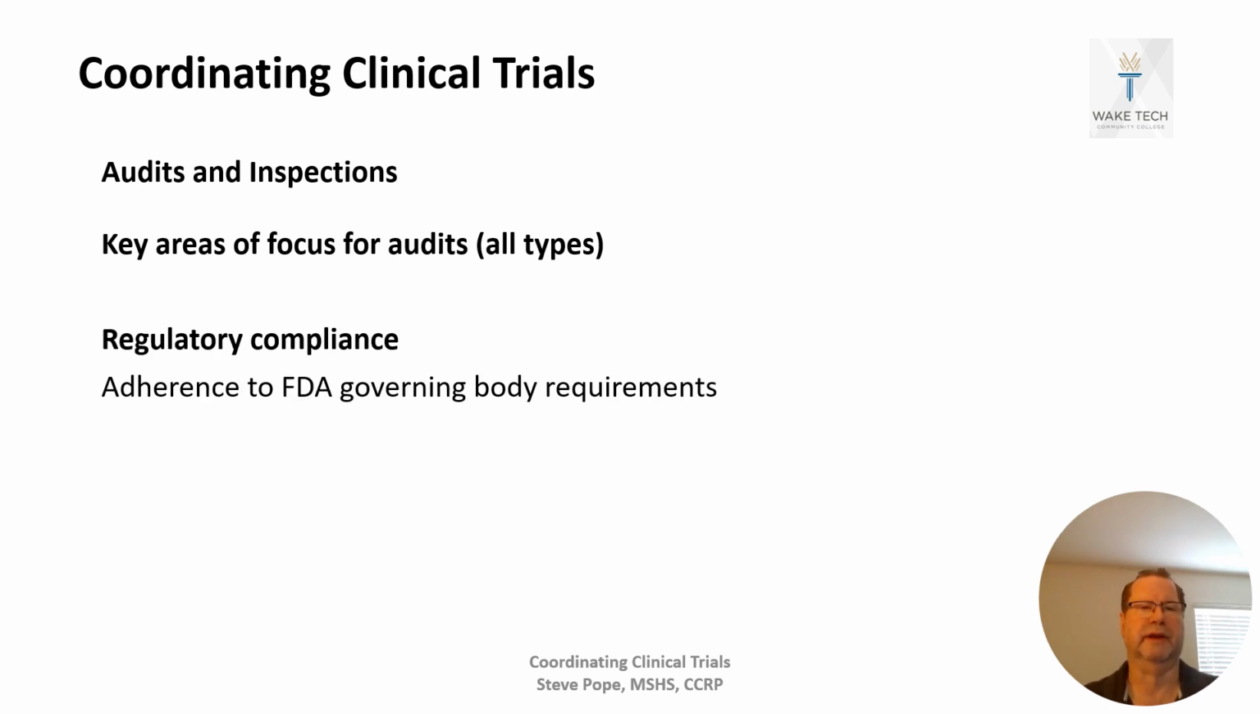Regulatory compliance, adherence to FDA governing body requirements. This is all going to be in your investigator site file. They're going to want to take a look at your 1572s and any of the other essential documents that you've collected there. Make sure the protocol signature page is signed off on. The investigator brochure acknowledgement of receipt is signed off on. You've got your delegation log up to date and it doesn't contain any errors. All of those things are going to be important, and that's what they're going to take a look at when they come out.